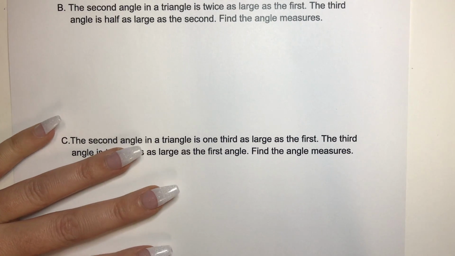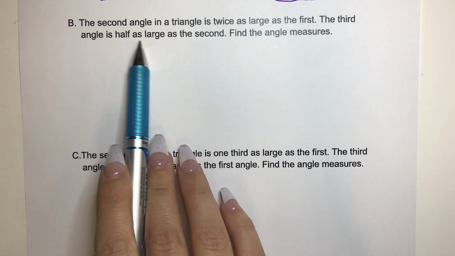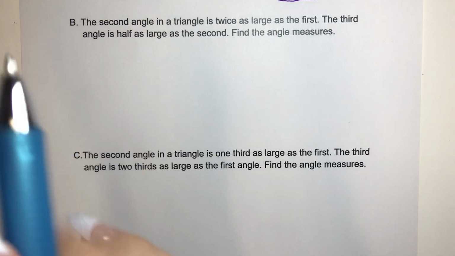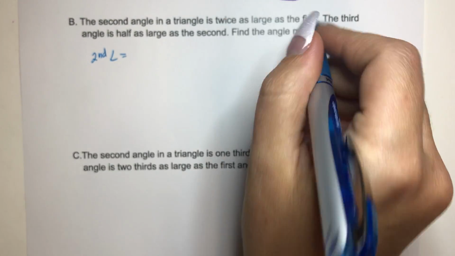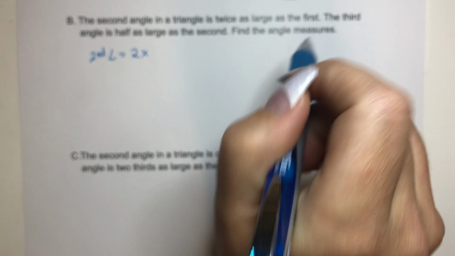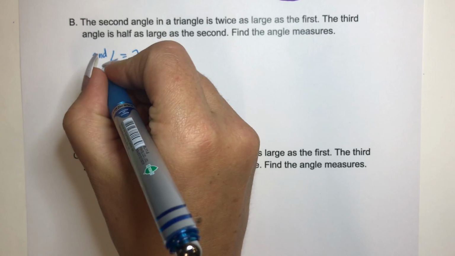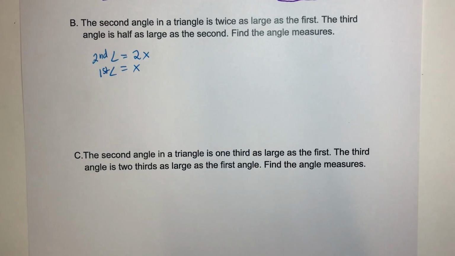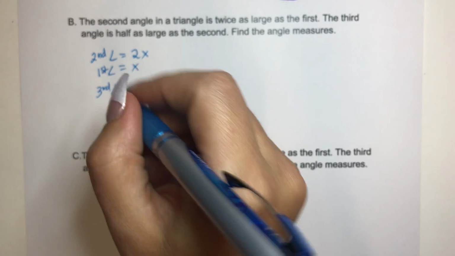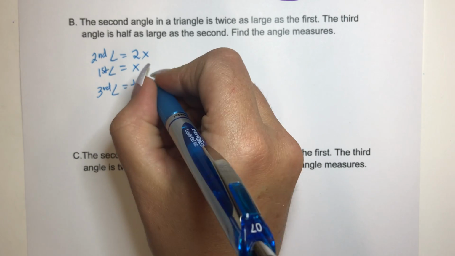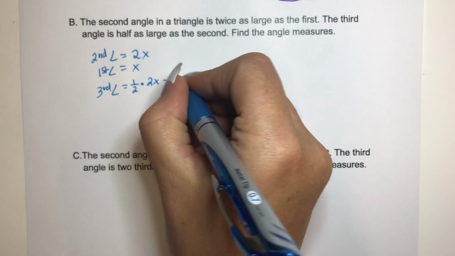Okay, so the second angle in a triangle is twice as large as the first. The third angle is half as large as the second. Find the angle measures. So the second angle is twice as large as the first. Again, we don't know the first, so we're going to call that x. 2 times x, that's what twice as large as the first means. So the first angle, we're calling that x. And then the third angle is half as large as the second. 1/2 times 2x is just 1, so it's just x.